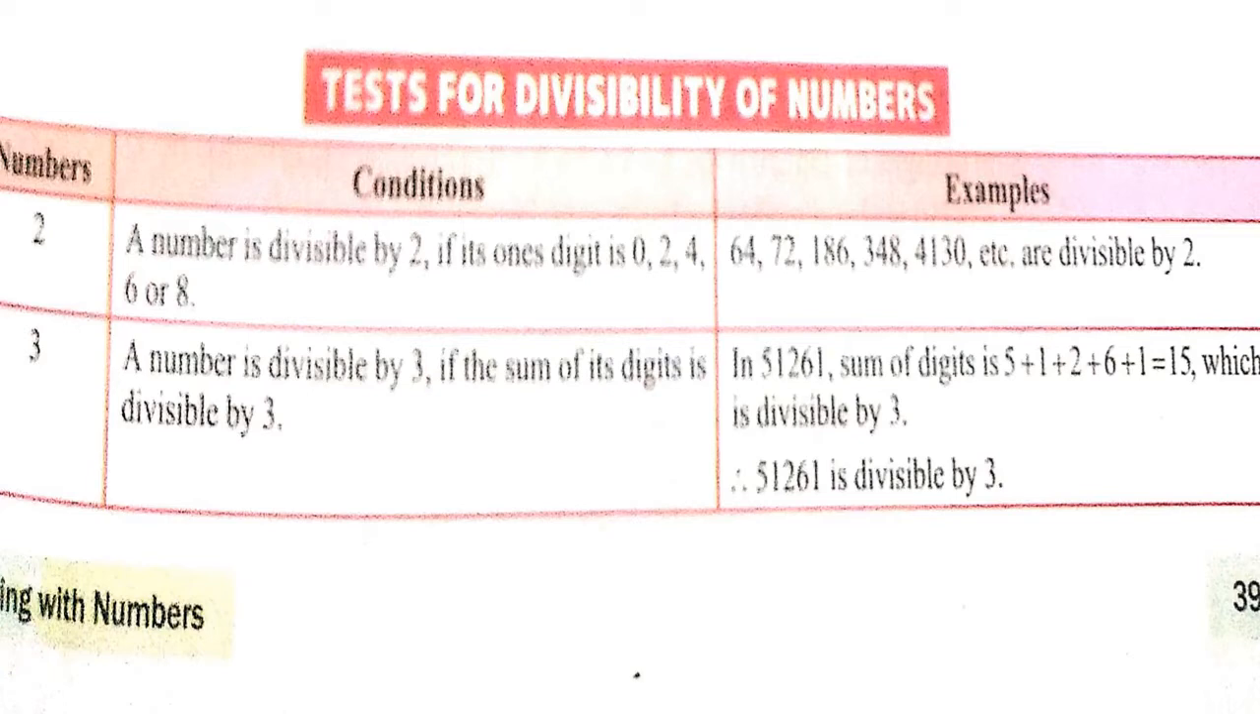Now 3. A number is divisible by 3 if the sum of its digits is divisible by 3. Example, you will see 51261. 51,261 is our number. So the sum of the digits, we will add these digits, is 15. So 15 is divisible by 3. So this number is also divisible by 3.